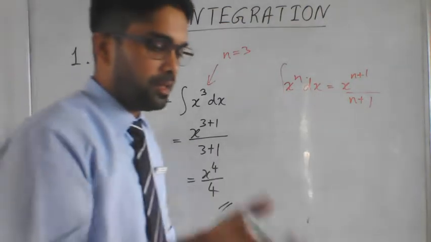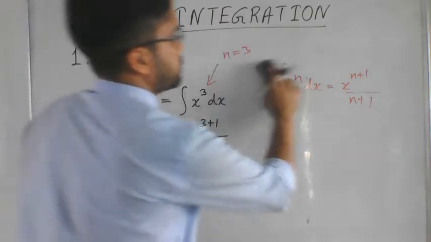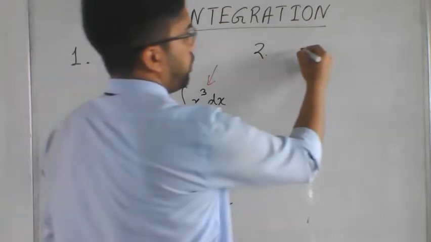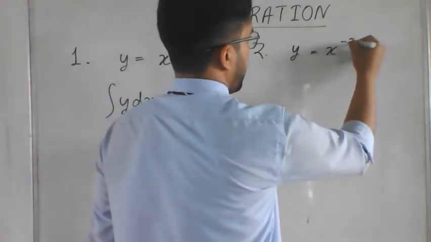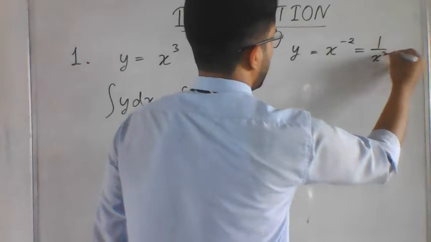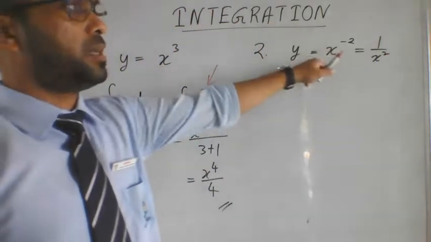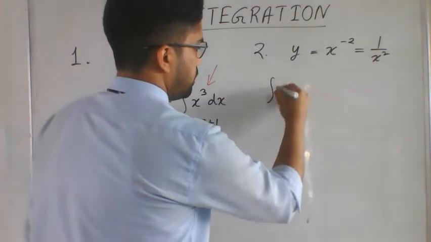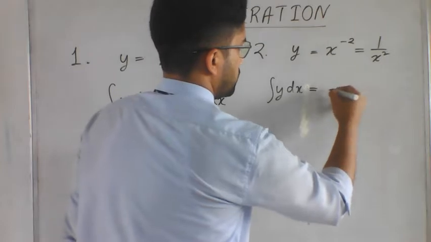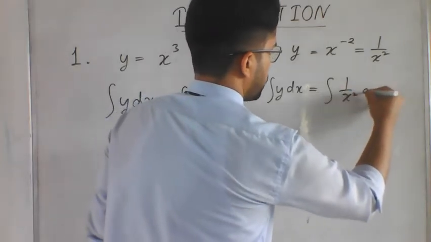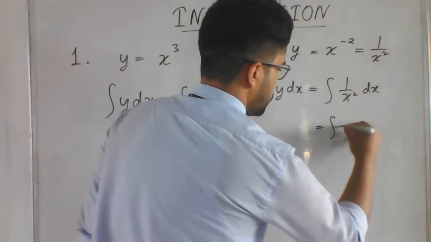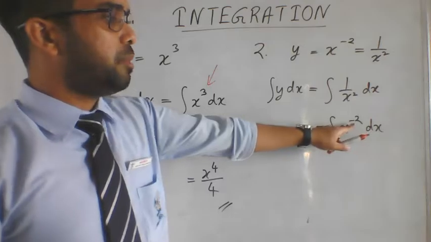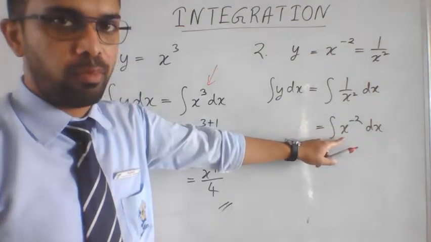This is the specific case we'll be needing in our present chapter. Let's solve for y equal to x raised to the power minus 2, or you can write this as 1 by x squared. They mean the same thing. So if we find the integration of y dx, we have the integration of 1 by x squared dx, which is the integration of x raised to the power minus 2 dx. Whatever the power of x, negative or positive, the formula remains the same.